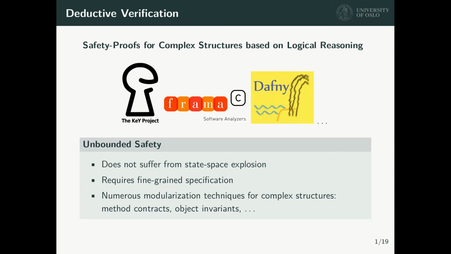The good thing is that what we have learned from these complex languages is that we can apply the same modularization techniques that we have for the language itself, like methods, also for specification and verification. So in an object-oriented language, if we have objects, we have object invariants for specification, and then proof obligations based on object invariants. Similarly, if we have methods, we have method contracts, and then we have proof obligations if we look at each method in isolation.